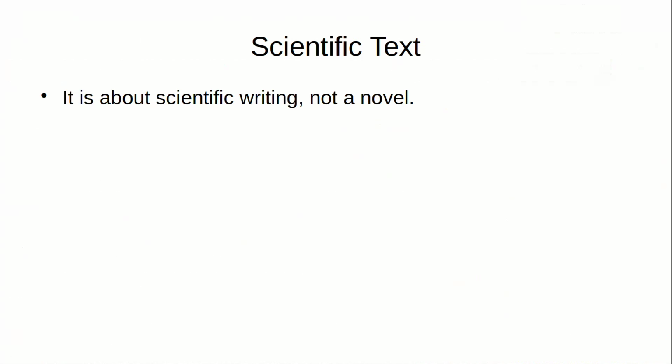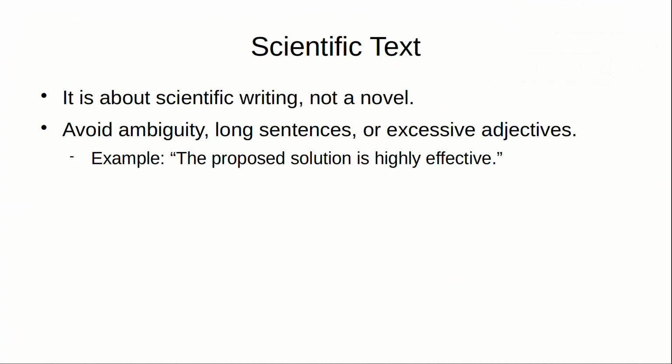What else about style? The guide emphasizes the importance of writing clear, concise, scientific text. It's not a novel. It's a scientific document. So avoid ambiguity, keep your sentences short and focused, and don't overuse adjectives. Like instead of saying the proposed solution is highly effective, which is vague, you need to back it up with data and evidence. Exactly. Let the data speak for itself.